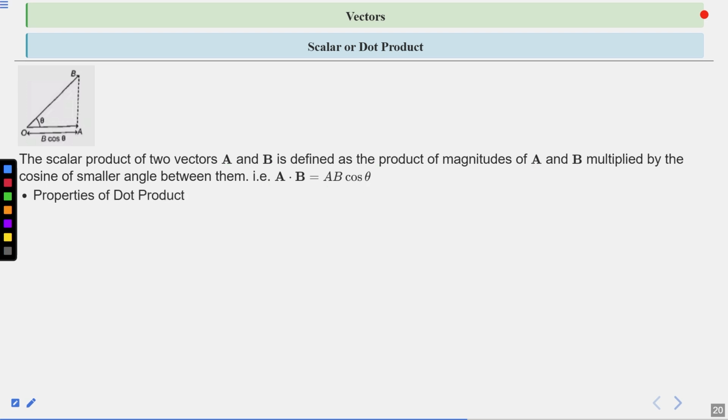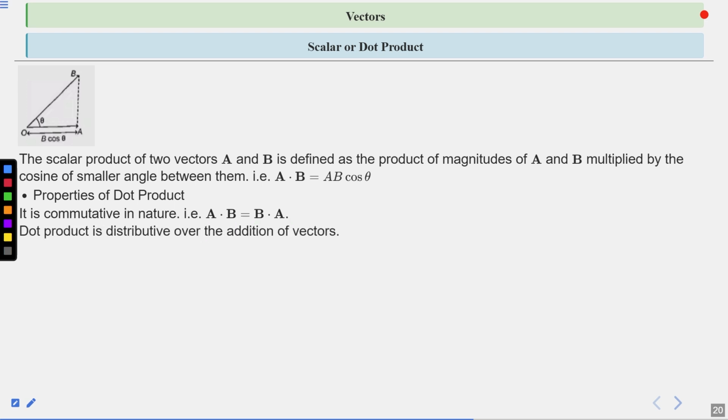Now what are the properties of dot product? It is commutative in nature. It means A dot B is equal to B dot A. Here we have two vectors, A vector and B vector, and taking the dot product of these two and B dot A, you will get A dot B is equal to B dot A. Dot product is distributive over the addition of vectors. So A dot (B plus C) is equal to A dot B plus A dot C.